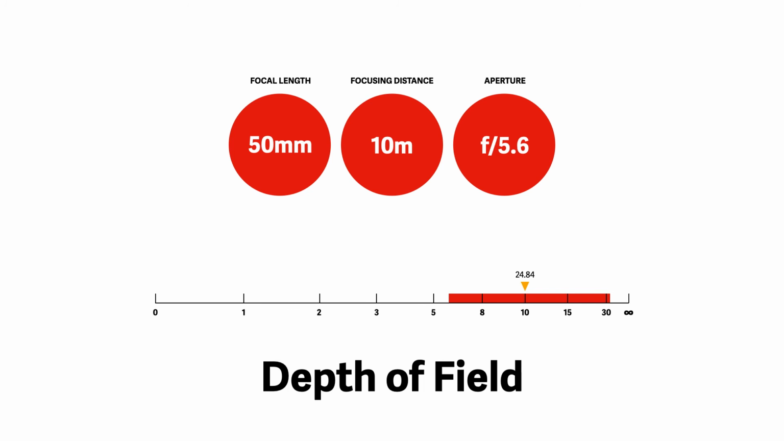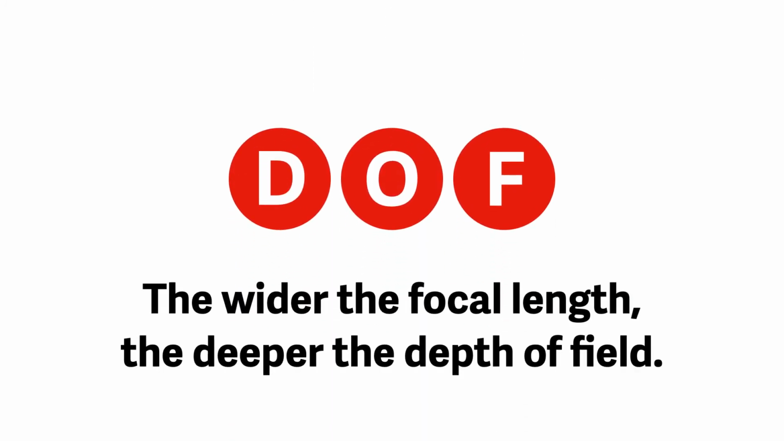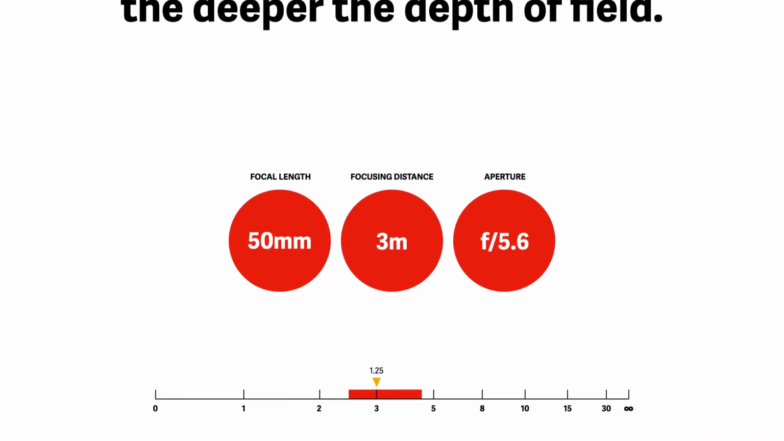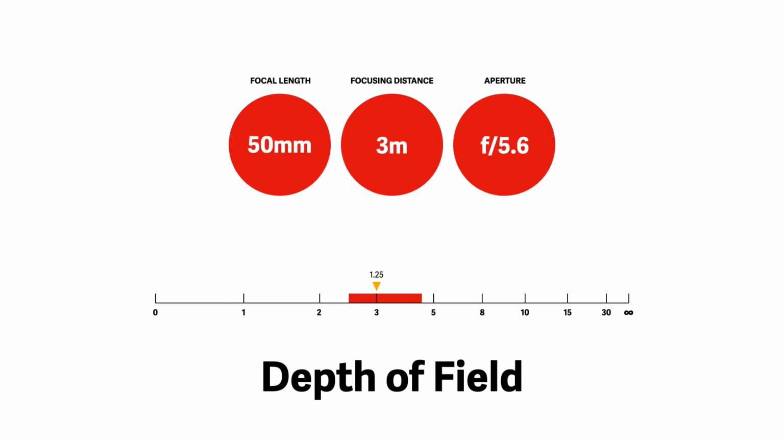It also varies with the focal length. For any given aperture and focusing distance, the wider the focal length, the deeper the depth of field. We said that if we use a 50mm lens, set it to f5.6 and focus at 3 meter distance, the depth of field will be 1.25 meters deep. If we change the focal length, for example by zooming out to 24mm, the depth of field will now be 22.75 meters deep.